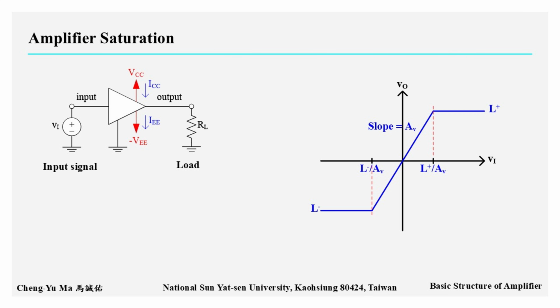As we have just explained, signal amplification depends on the energy supplied by the DC bias. Therefore, an amplifier does not amplify signals without limit. There is always a maximum output limit. This is called amplifier saturation.